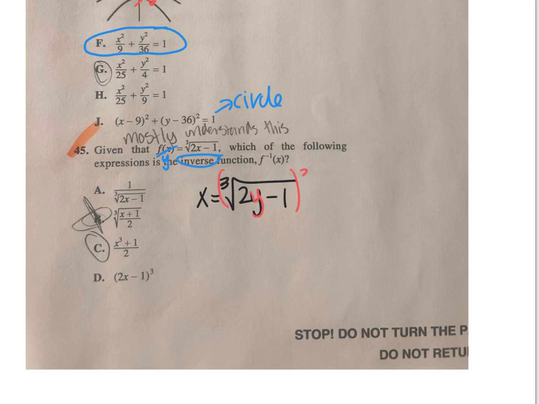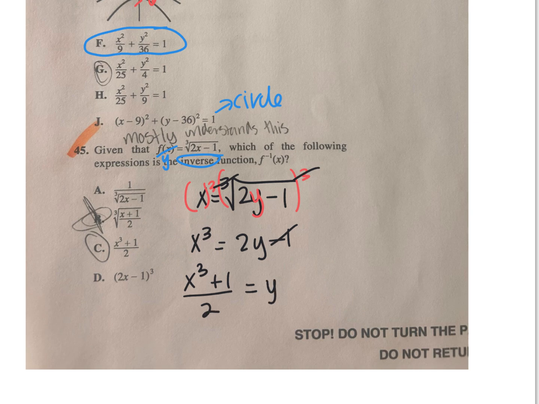Get rid of that cube root first by cubing both sides. x cubed equals, that's gone, 2y minus 1, and then move everything away from the y. 2x cubed plus 1, and I'm going to divide it by 2. That would be my inverse function.